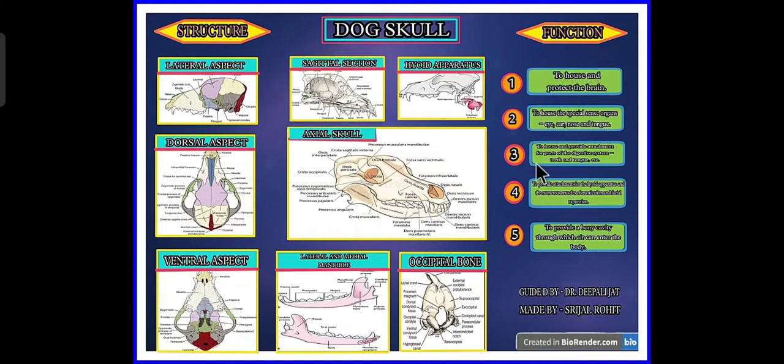Cool, isn't it? Now, let us see its structure, in which I have shown here many parts across the skull in different directions, like lateral aspect, dorsal aspect, ventral aspect, sagittal section, hyoid apparatus, lateral and medial mandible, and the important occipital bone. So, first is the cranium. The caudal part of the skull is the cranium, which contains the parietal, temporal, frontal, occipital, sphenoid, sagittal crest, zygomatic, and lacrimal bones.